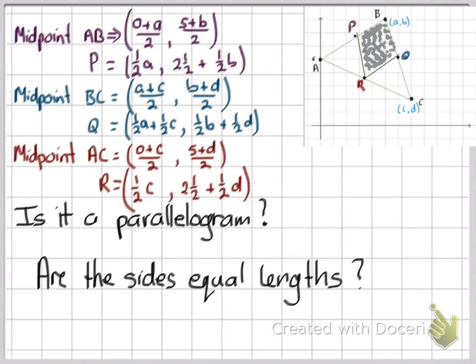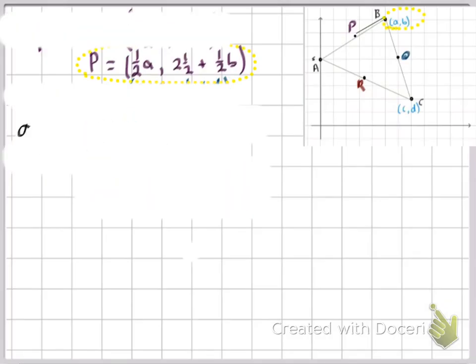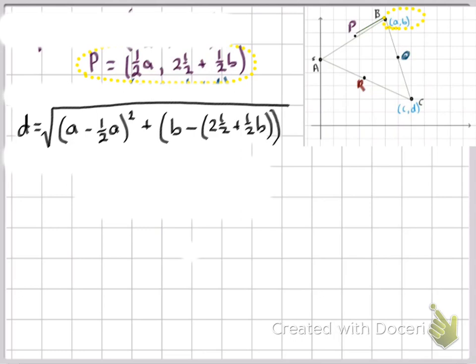We could check for the gradients, but I'm going to use the sides this time. Are the sides equal lengths? Doing the gradients to make sure that they're parallel could have been good enough, and that would prove it's a parallelogram. So here we have the distance formula. We subtract our x values and halve them. We're finding the distance from P to B. We square them, then subtract your y values, square them.